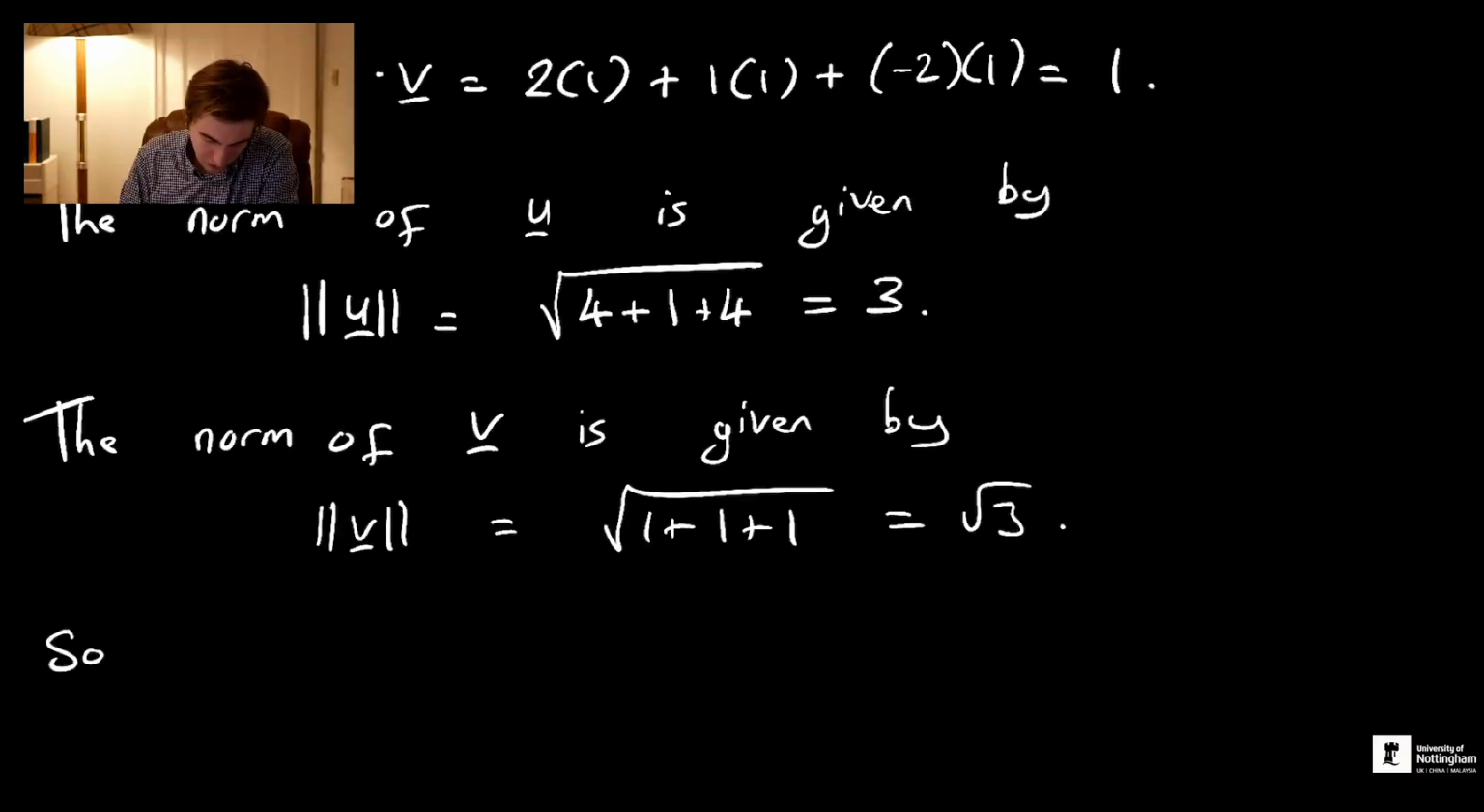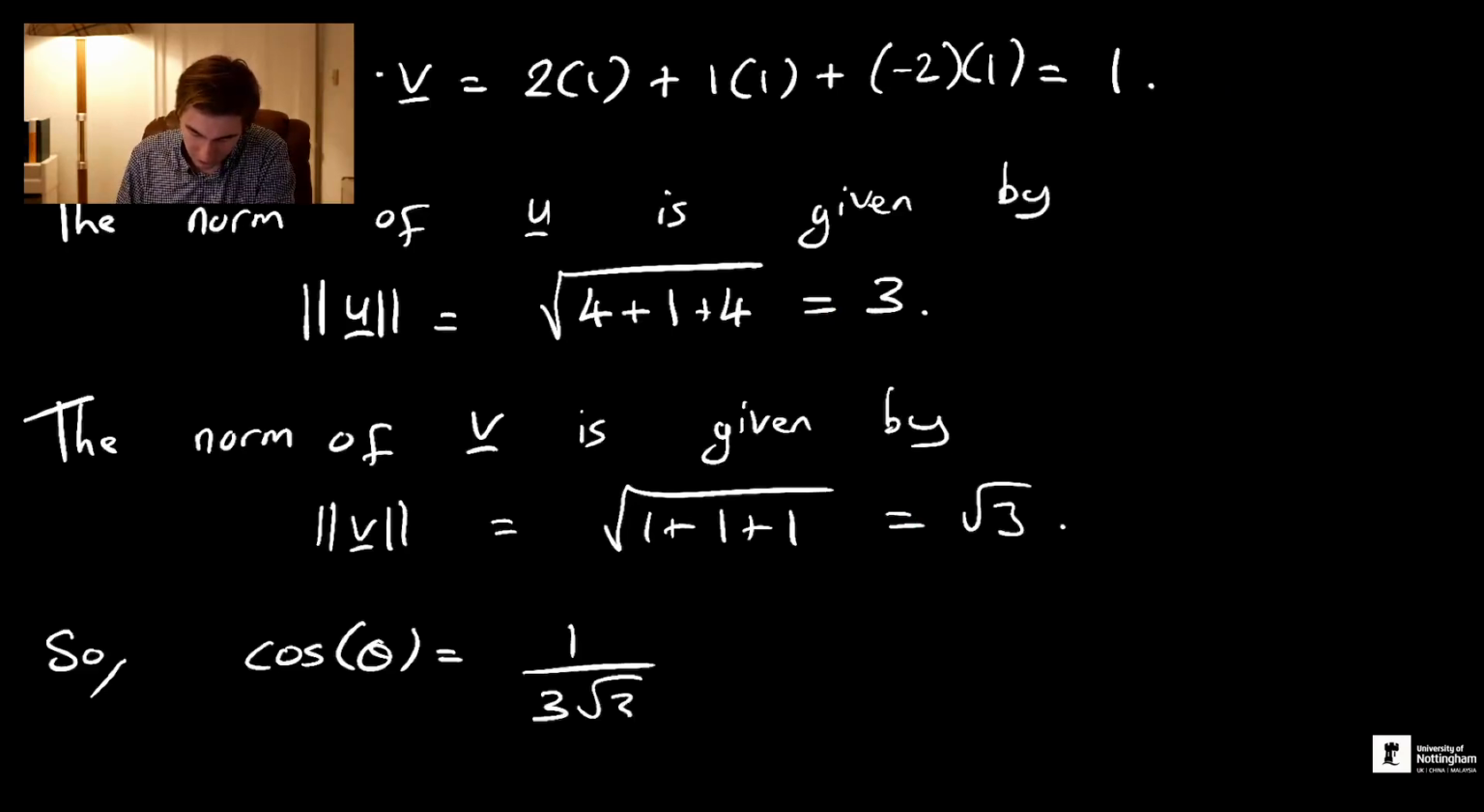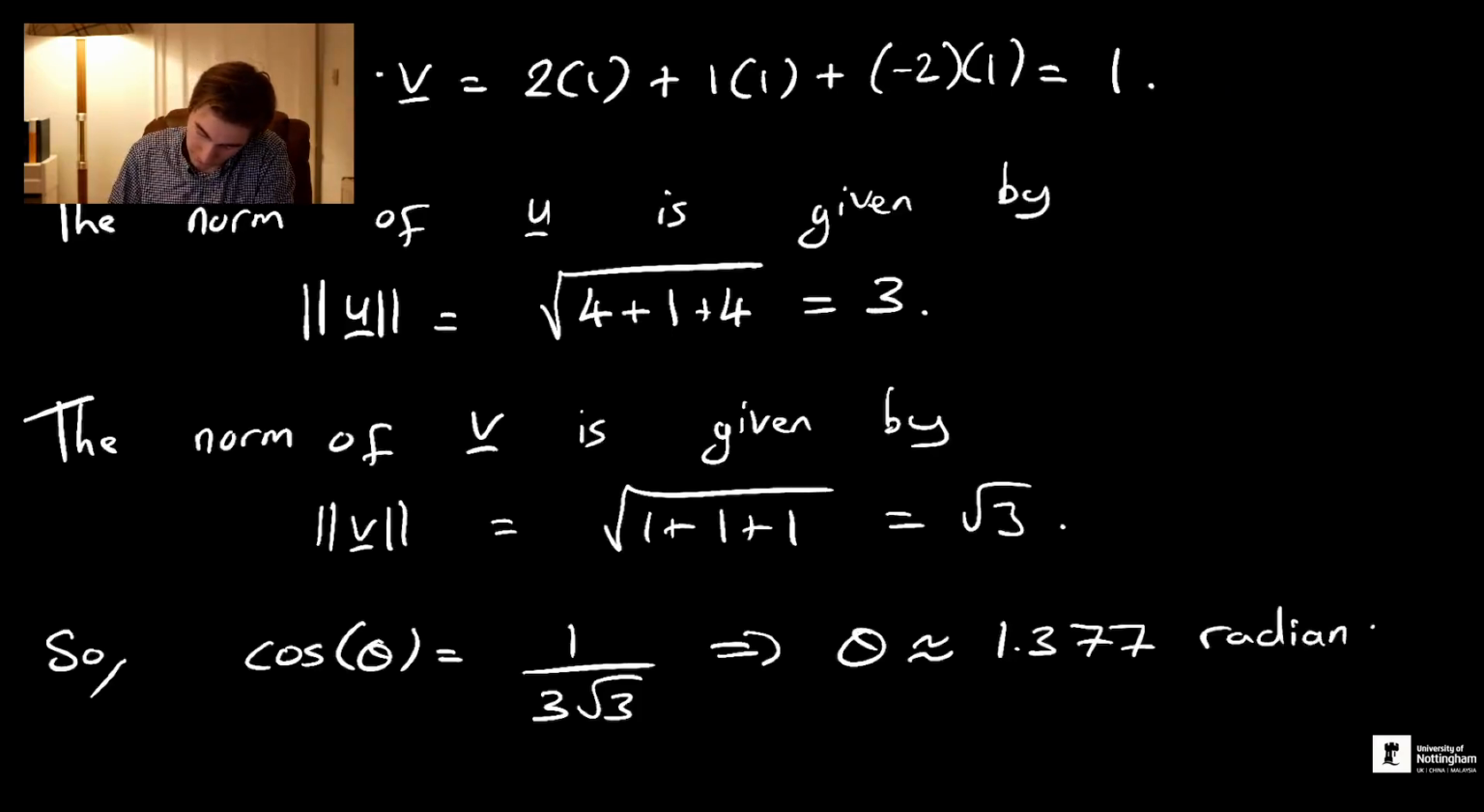Rearranging our equation above, cosine of theta is equal to the scalar product of u and v, which is 1, divided by the norm of u times the norm of v. So it's equal to 1 over 3 root 3. Plugging that into a calculator, or using Python, we find that theta is approximately 1.377 radians, to 3 decimal places.